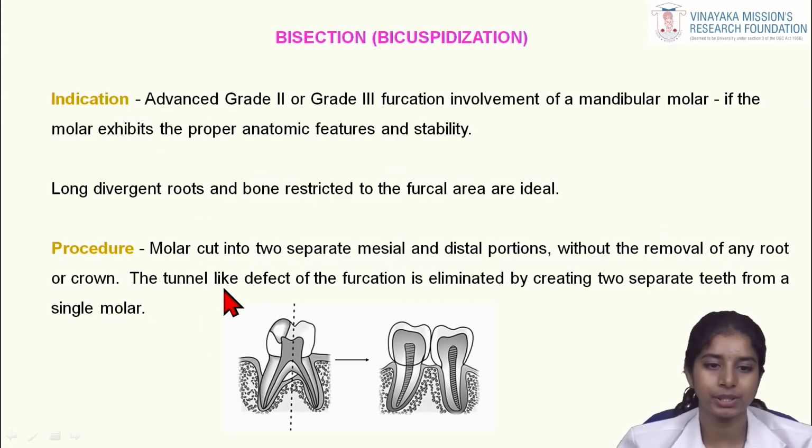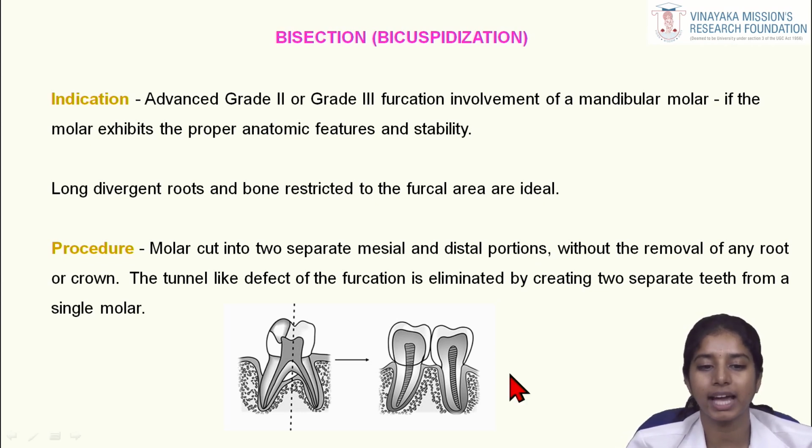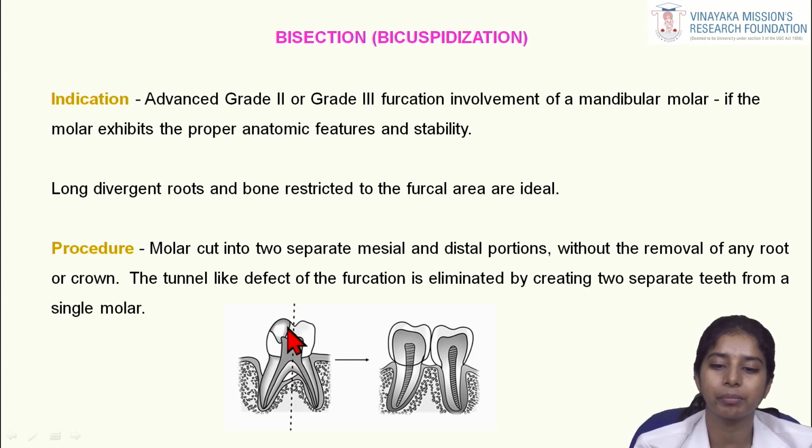Then we have bicuspidization, which is indicated in advanced grade 2 or grade 3 furcation involvement of a mandibular molar if the molar exhibits proper anatomic features and stability. Long divergent roots and bone restricted to the furcation area are ideal for the bicuspidization procedure. In the procedure, the molar is cut into 2 separate portions, a mesial portion and a distal portion, without removal of the root or crown, and the tunnel-like defect of the furcation is eliminated by creating 2 separate teeth from a single molar.